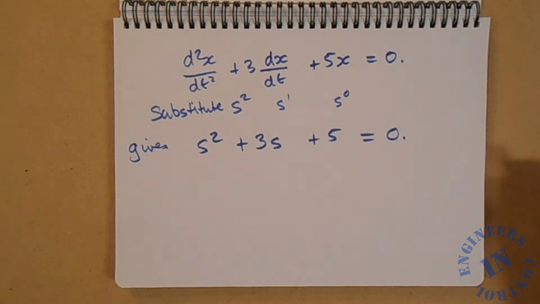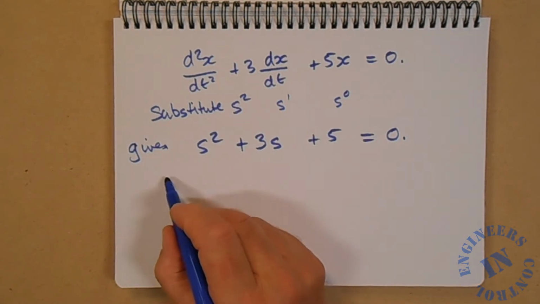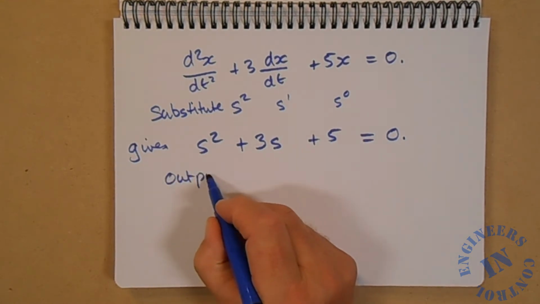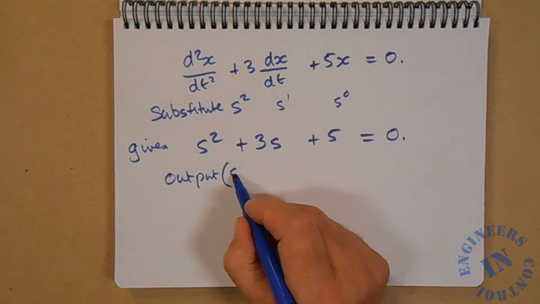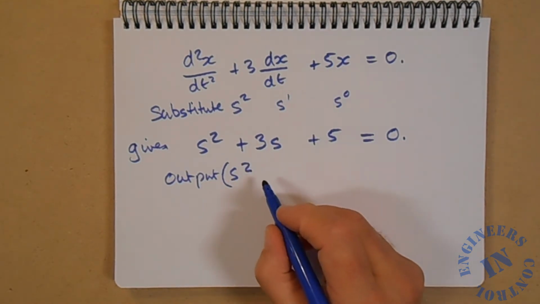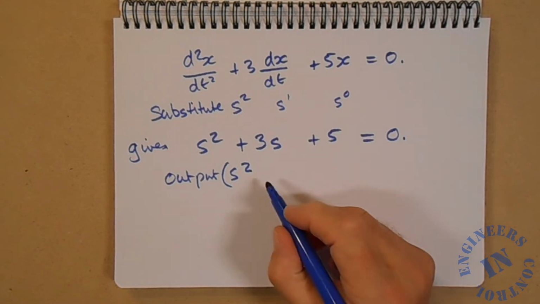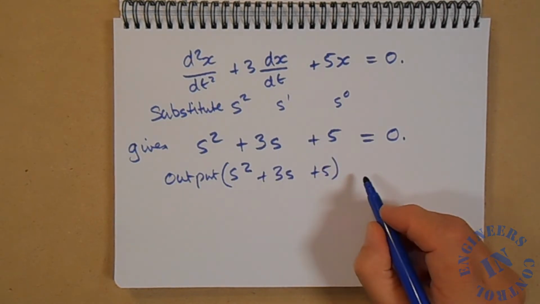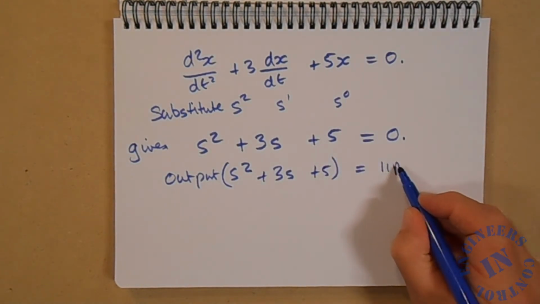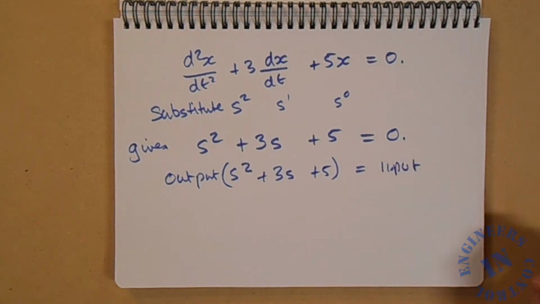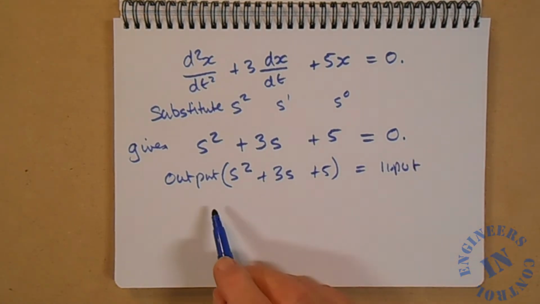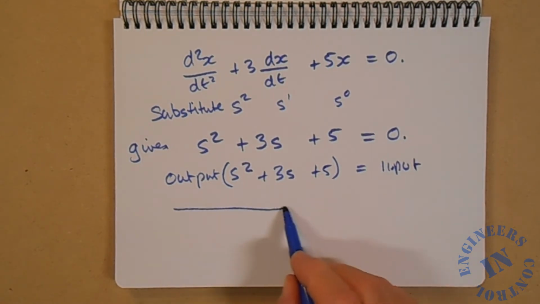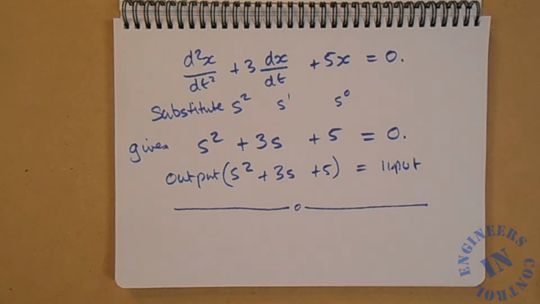Now let's add an input and an output. So we have the output multiplied by s squared plus 3s plus 5 equals the input, and that is a simple input-output equation in S. Job done. Isn't it incredibly easy? And that's all there is to it.